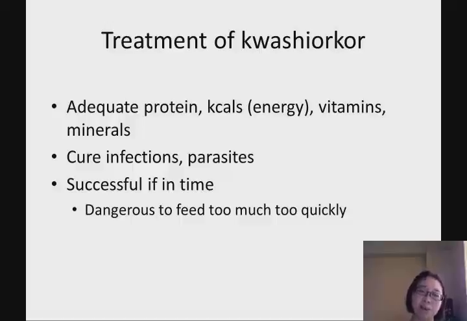And we also have to remember one thing: we don't want to feed them too quickly, because of what's called refeeding. Too much in the body is not going to be absorbed. When you give them too many nutrients, they are not going to absorb them. So you're going to gradually increase the amount that you're giving them.